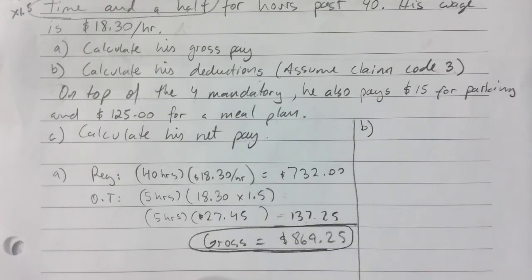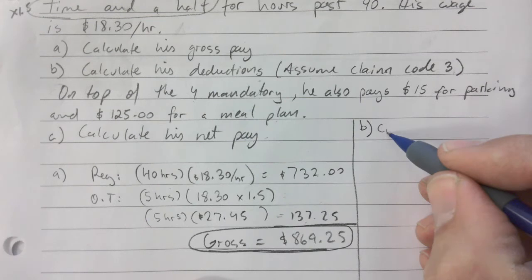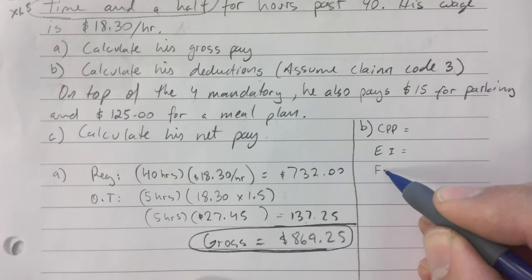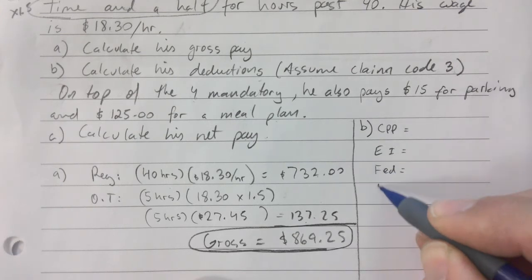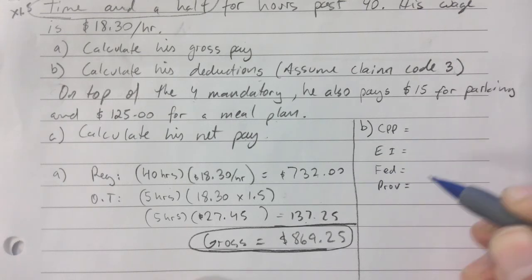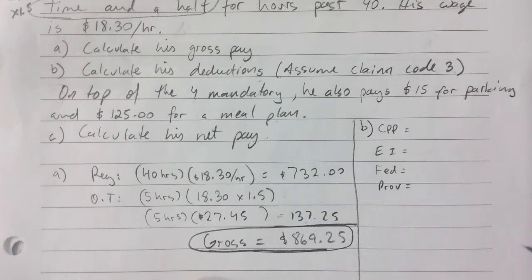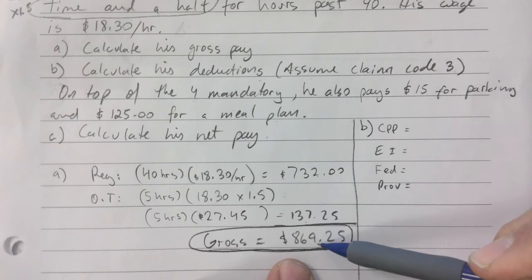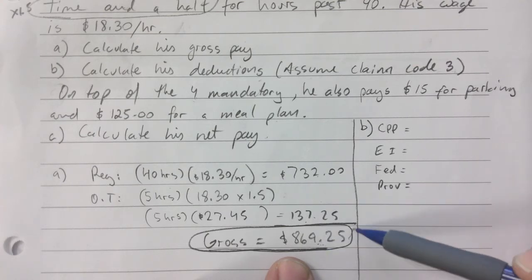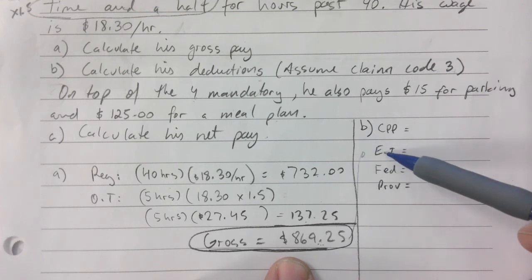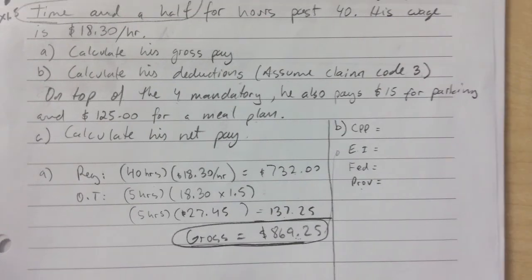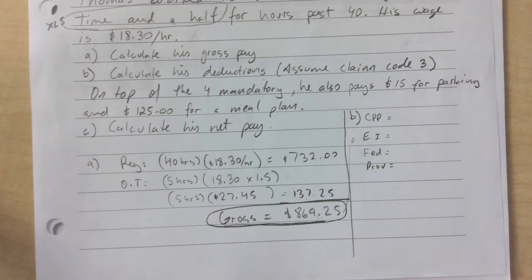But first of all, we're going to do this. CPP, come up with that. EI, come up with that. Federal, and provincial. Let's come up with these values using our chart. What are we going to base it on? This income right here, the 869.25. That's where you get each one of these values from. I'm going to zoom out a little bit so that you can see me using my chart. Okay?